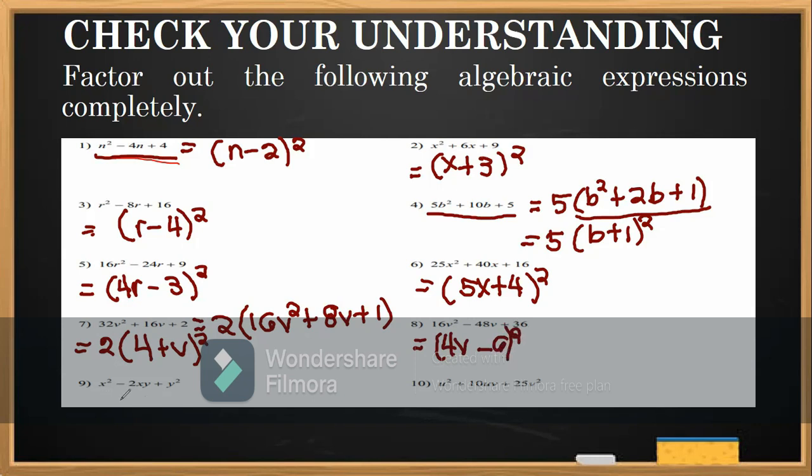Number 9, x squared minus 2xy plus y squared is simply x minus y squared. And for number 10, u squared plus 10uv plus 25v squared. This is simply u plus 5v squared.